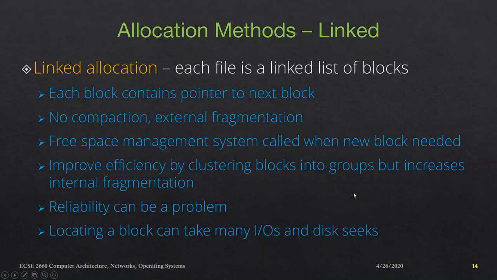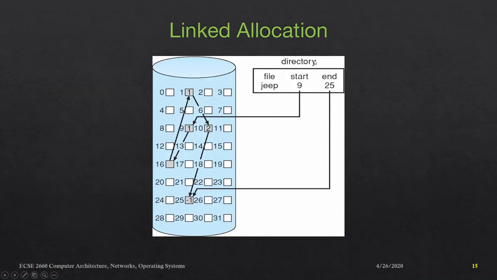Let's take a look at how it works over here. So there is one file with the file name Jeep in the directory, and all the information that we need is the starting block and the ending block.